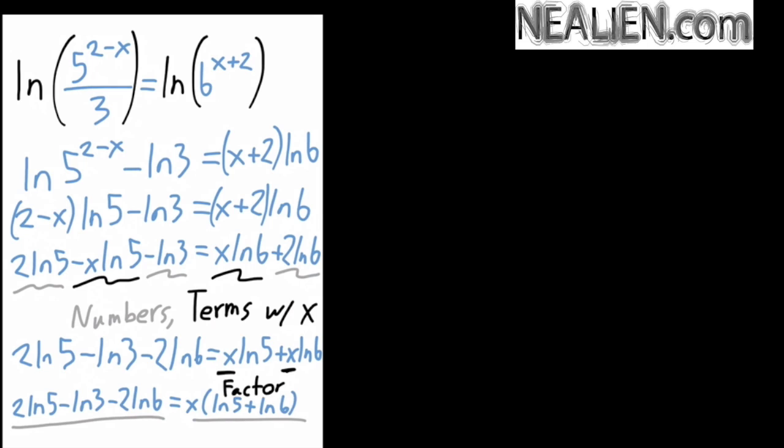Now we can divide by the numbers multiplied by x, so the ln 5 plus the ln 6, and we divide that on both sides. On the right side, it cancels out. On the left side, we've got a division, and we're left with x. And if you put all this into your calculator, because you're going to have irrational numbers for all of these terms, you're going to get that x is about equal to negative 0.43.